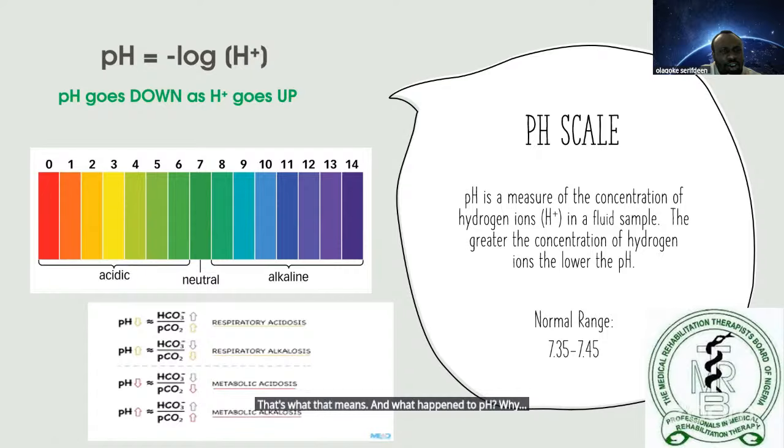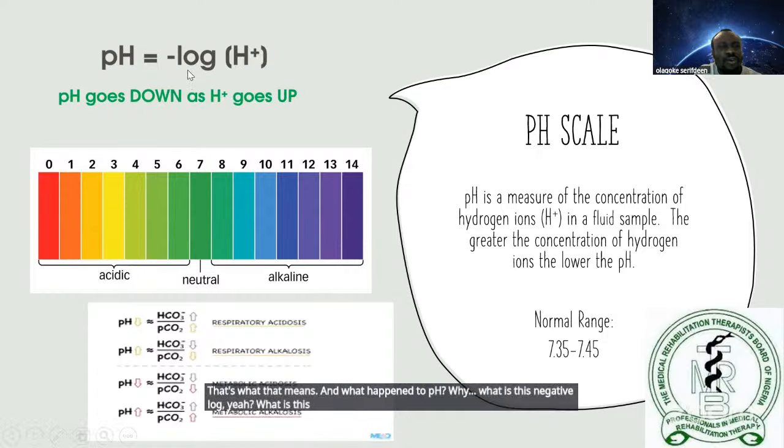And what happens to pH? What is this negative log doing here? Where is it coming from? I'm not going to discuss that. But what you just need to remember here is that the relationship between hydrogen and pH is an inverse relation. If that makes sense to somebody.